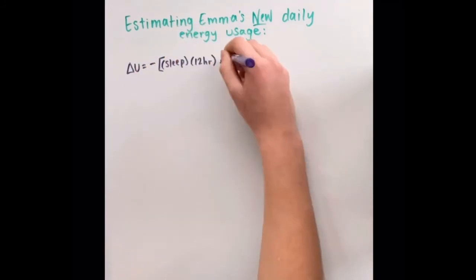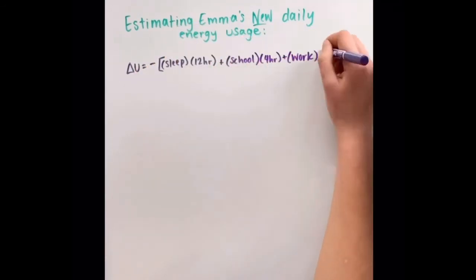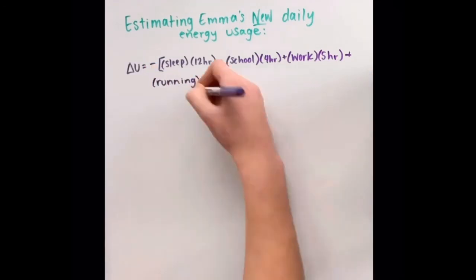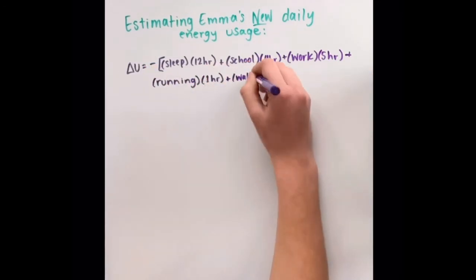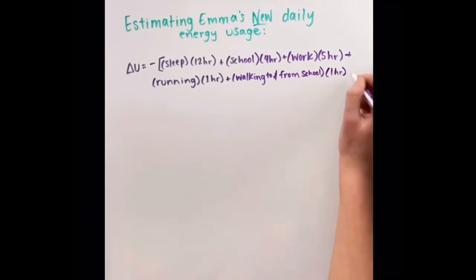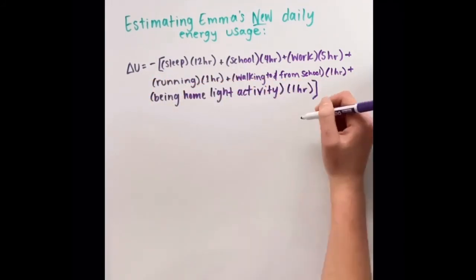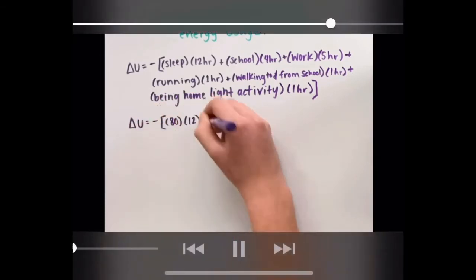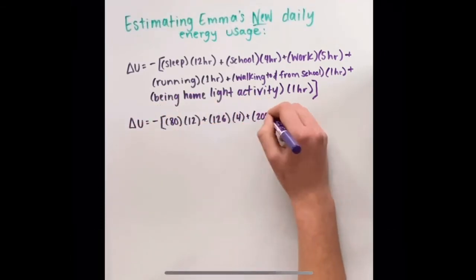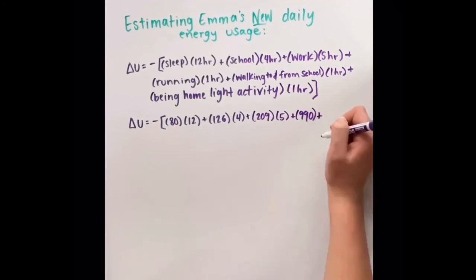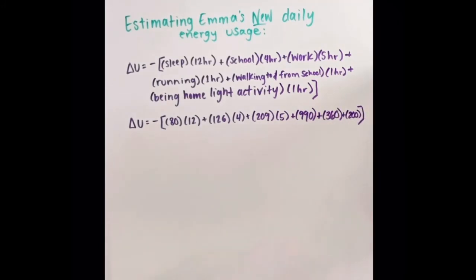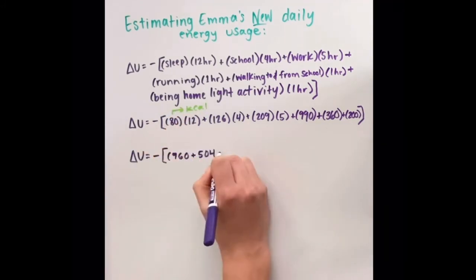We recorded Emma's new daily activities and how long she did them for. These activities included sleep for 12 hours, school for 4 hours, work for 5 hours, running for 1 hour, walking to and from school combined is 1 hour, and being home doing light activity for 1 hour. Then we multiplied the estimated number of kilocalories per hour for that particular activity, according to table 12.4 in the textbook, with the amount of time in hours the activity was performed.